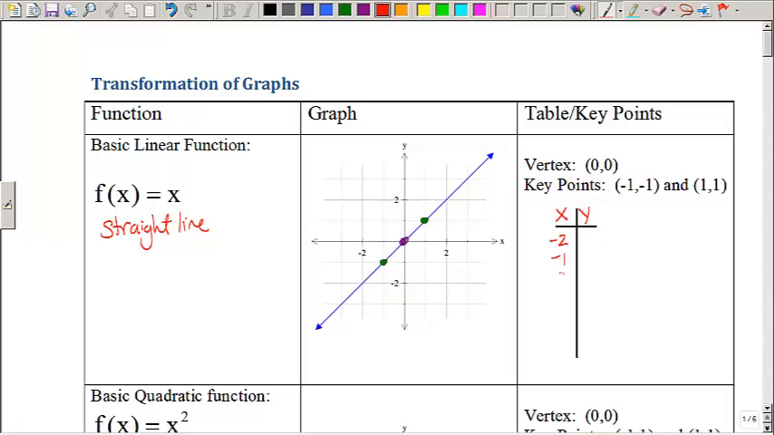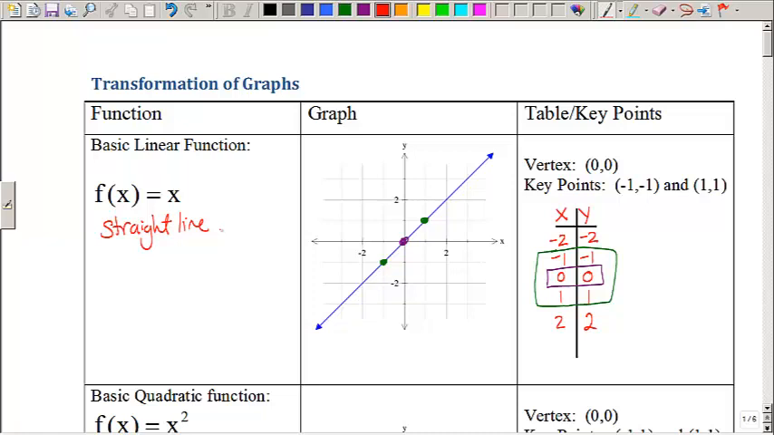And using our t-chart, we could find the values negative 2, negative 2, negative 1, negative 1, 0, 0, 1, 1, and 2, 2. Notice that my vertex is in the middle, as well as my key points. When you're doing these, the only ones you really need to memorize are your key points and your vertex. And once you have those 3 values memorized, we can transform these graphs a little bit later.